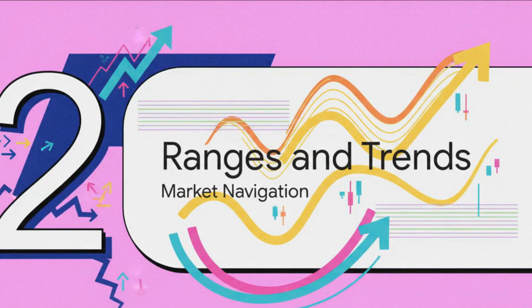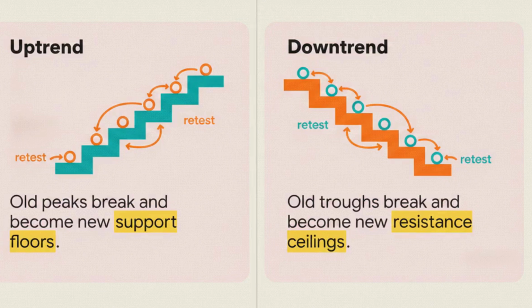Moving right along to Section 2, Navigating Ranges and Trends, Market Navigation. So, let's see how this builds when a market is actually trending, because these levels act a little bit differently here. In an uptrend, price breaks up past old peaks, those previous resistance ceilings. But as the market naturally pulls back or retraces, those old ceilings actually transform into brand new support floors. And in a downtrend, well, it's the exact opposite. Old support troughs get broken, and when price retraces back up, they act as new resistance ceilings.